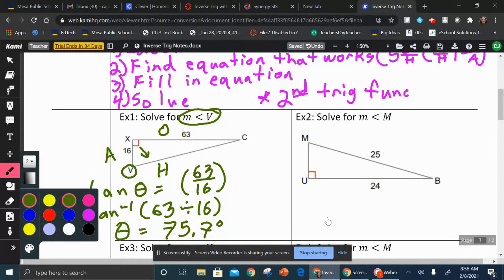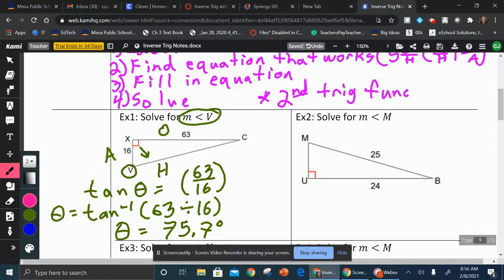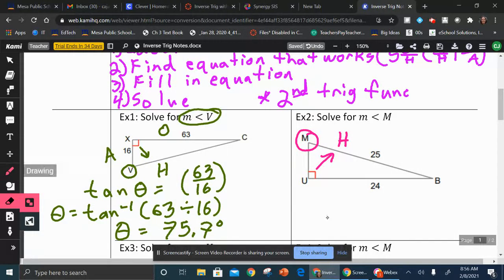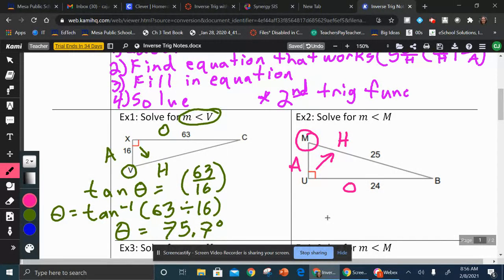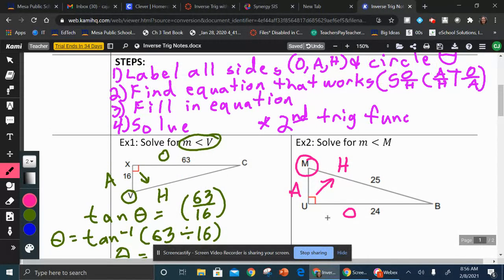Okay, let's do this next one. It says solve for m. Diagonal across is the hypotenuse. This is going to be adjacent. I knew that, sorry, I was jumping ahead. And this is going to be opposite. So what I have is opposite and hypotenuse, so I'm going to use sine.